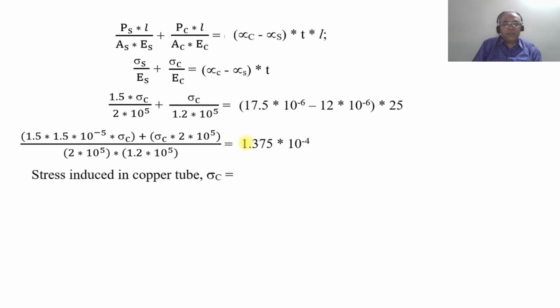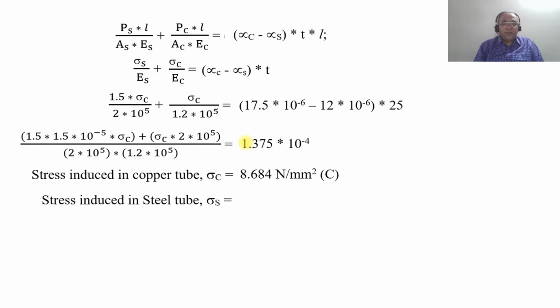So you are going to get the sigma c value, the stress induced in the copper tube, which will be equal to 8.684 Newton per mm square, and it is compressive, because the coefficient of thermal expansion is more. So naturally the copper tube will have more expansion than the steel tube. Now the stress induced in the steel tube will be sigma s equal to 1.5 times sigma c. So that will be 1.5 into 8.684. You substitute the value of sigma c here, and on calculation you get 13.026 Newton per mm square. So again it will be a tensile stress.